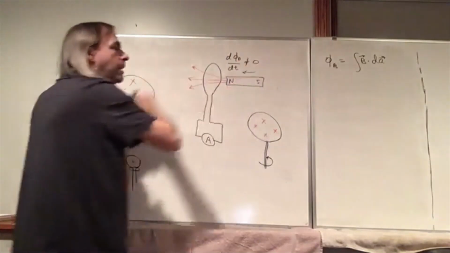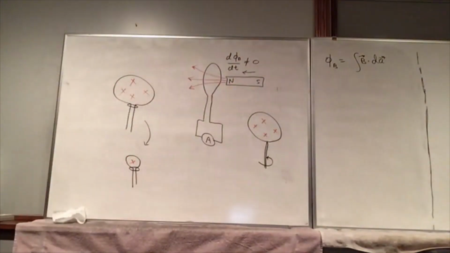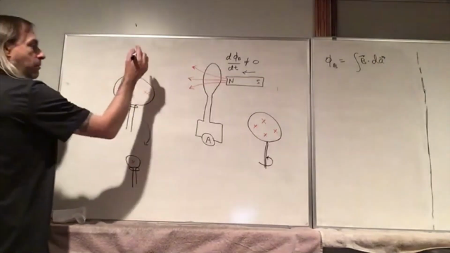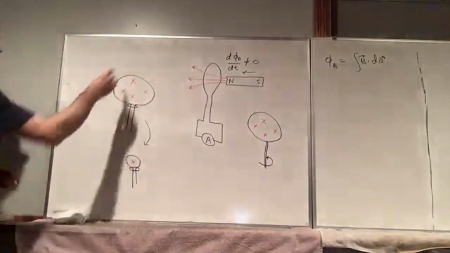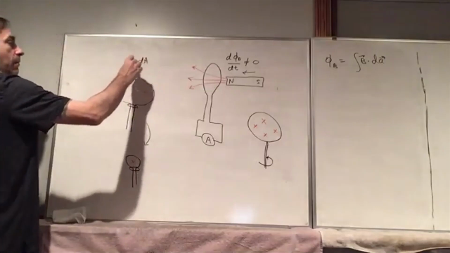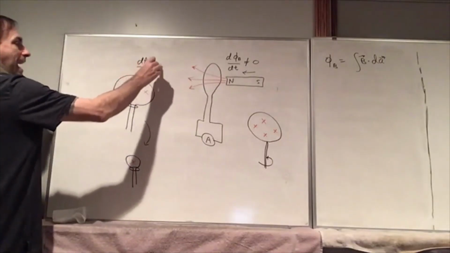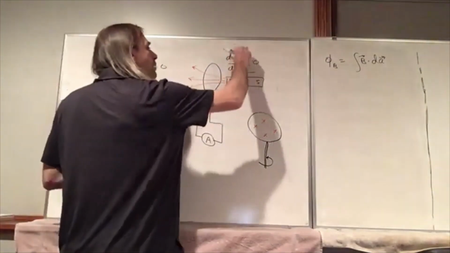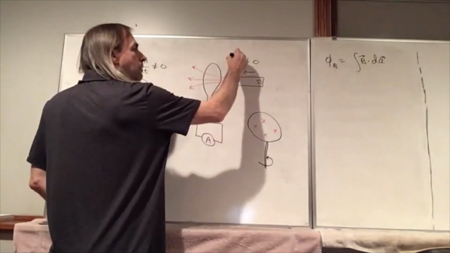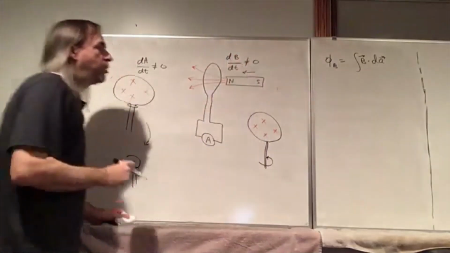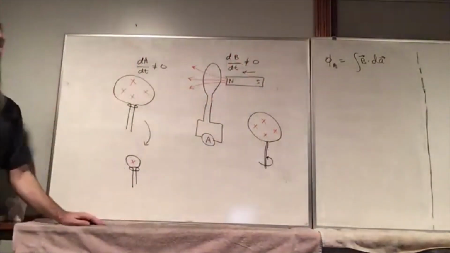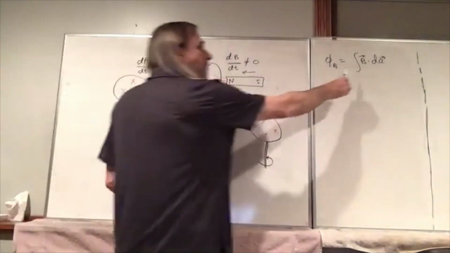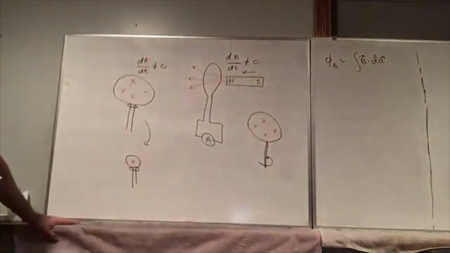So in this case, as long as the magnetic field is changing, then the magnetic flux is changing. Here we have the same thing: dA/dt does not equal 0. So let's write it this way: here we have a changing magnetic field. Here we have a changing area. If you change either of those, you're changing the flux.